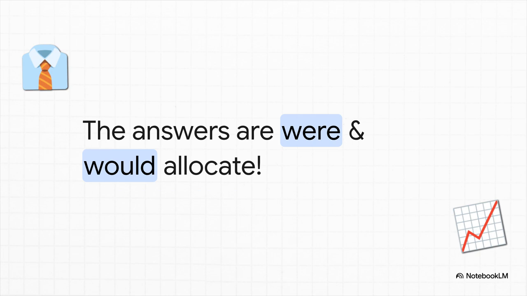This is a second conditional. Now, what's really interesting here is how this brings us right back to our concept of distance. We use were instead of was for all subjects in formal second conditionals specifically to emphasize that this is purely hypothetical. You aren't in charge, so you're creating a grammatical distance from reality. Pretty cool, right?